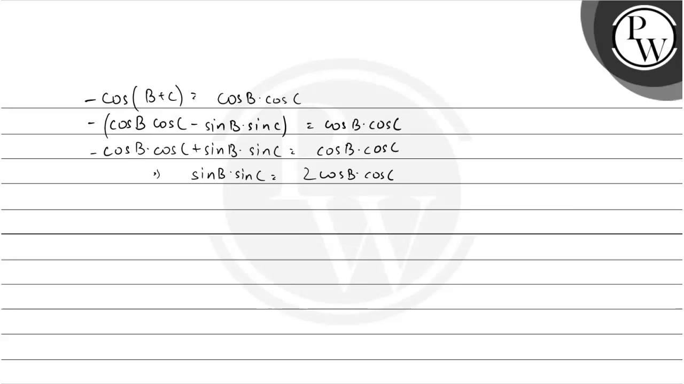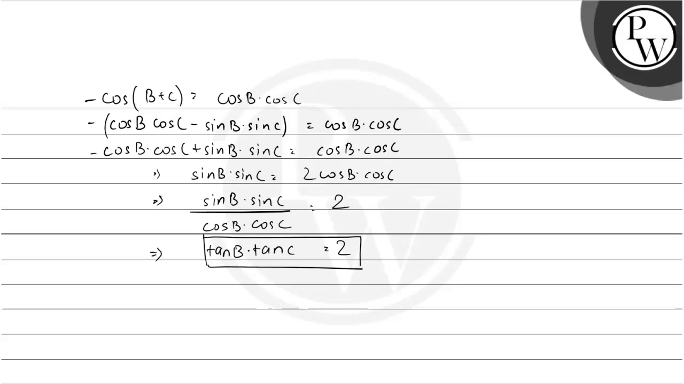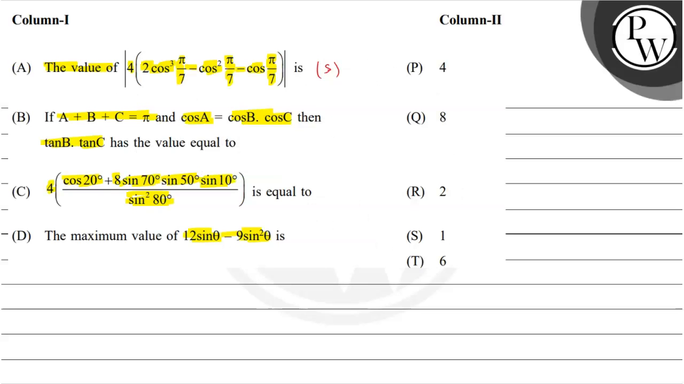The cos B times cos C which was on the LHS, I brought it to the RHS, so this becomes 2 times cos B times cos C. And now I'll divide both sides by cos B times cos C, so I get sin B times sin C upon cos B times cos C, and on the RHS, after dividing, simply 2. Now I know that sin B upon cos B is tan B and sin C upon cos C is tan C. Hence I found the value of tan B times tan C to be 2, which is option R in our column 2.